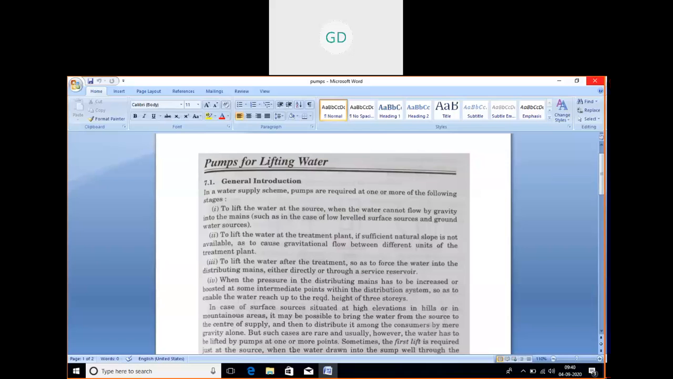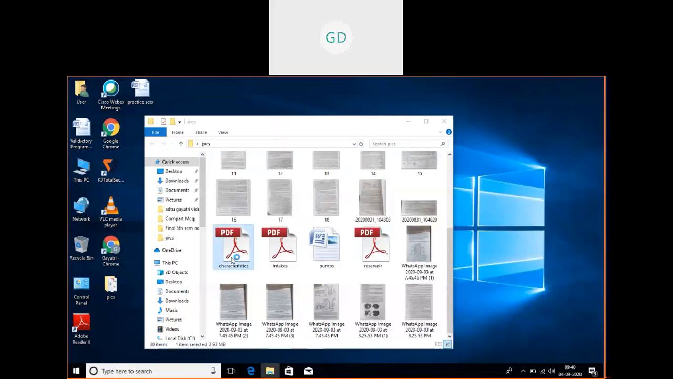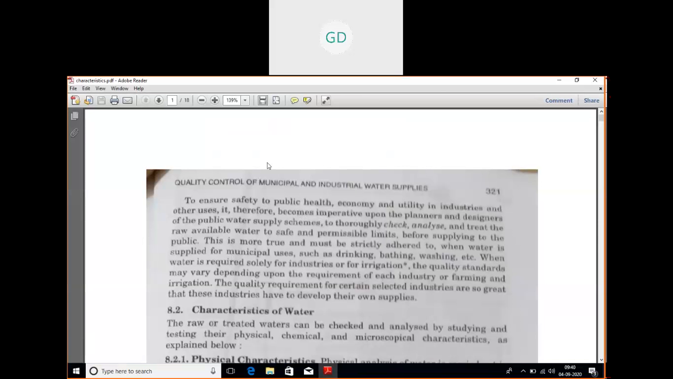Next, we will go to learn about the characteristics of water.